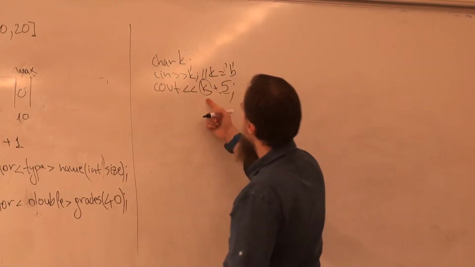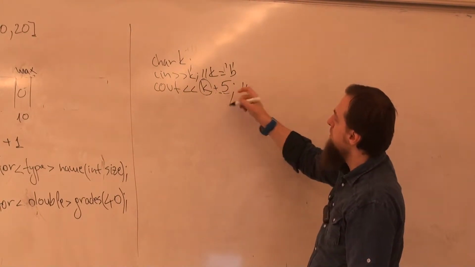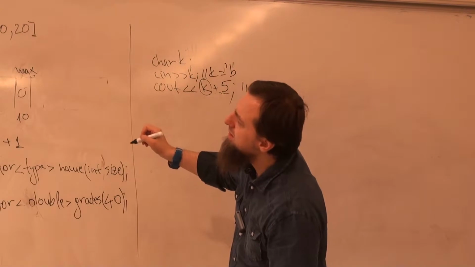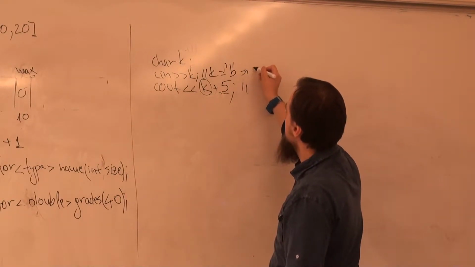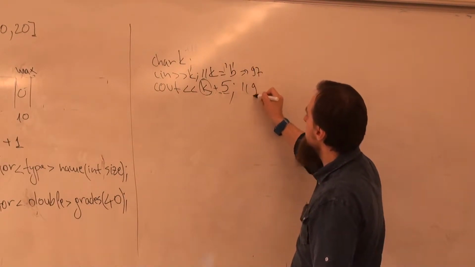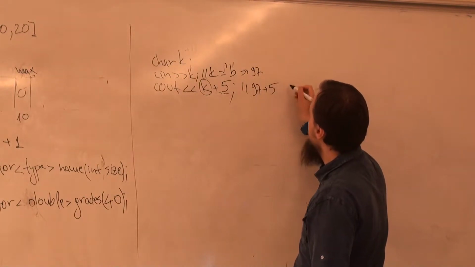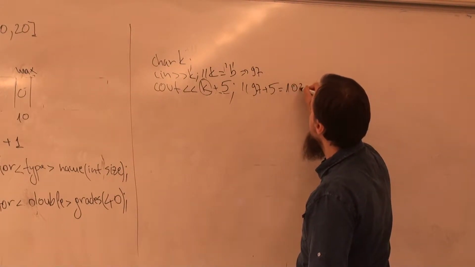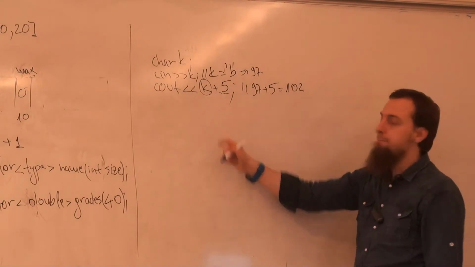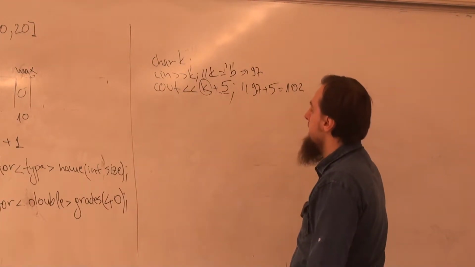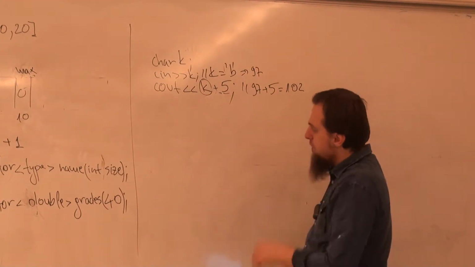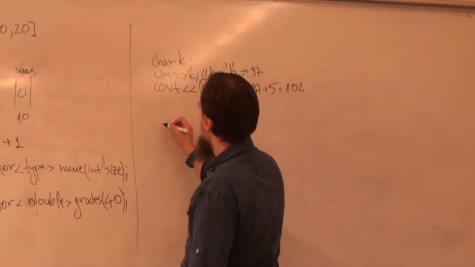And what's going to be the output? The output will be 100. So B was 97. So this is 97. 97 plus 5. The output will be 102. Okay?